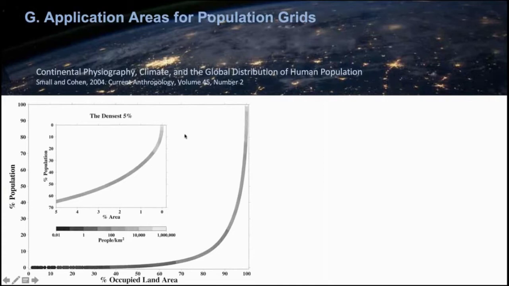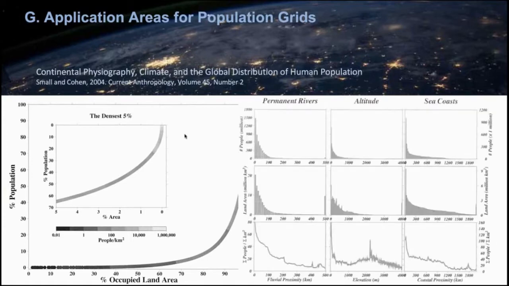And this is done with GPW just by adding up where the densest populations live compared to the total land area. So inhabitable land area is just simply land surface area that isn't permanently snow, ice, or water. So a pretty simple assumption there.